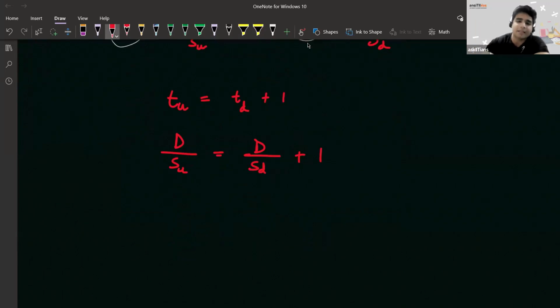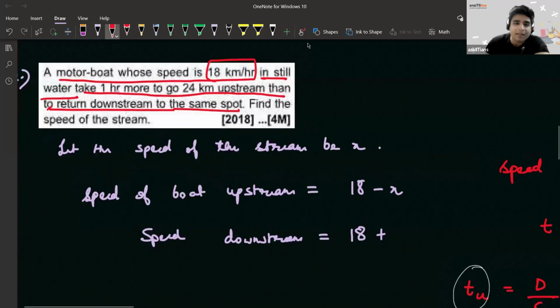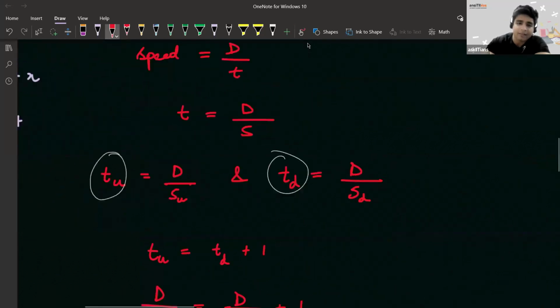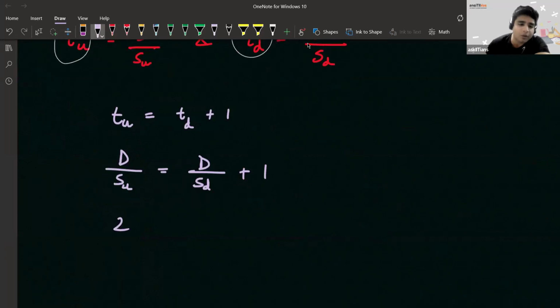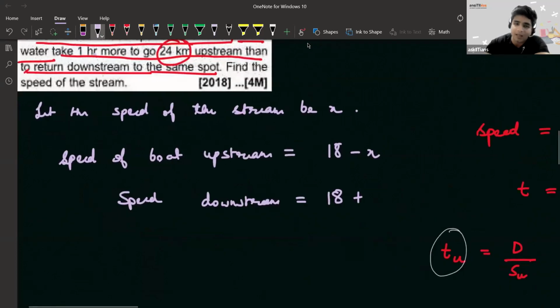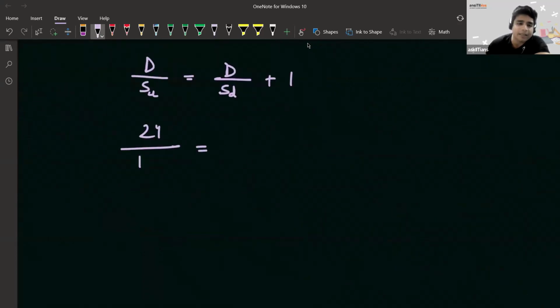Now I'm going to replace my variables. Now I know my distance is how much, everyone? My distance is 24 kilometers, right, everyone? So I will do what, everyone? Simple. I will replace it over here. 24 upon SU, and SU is also given: the speed upstream is 18 minus x, right? So 18 minus x.